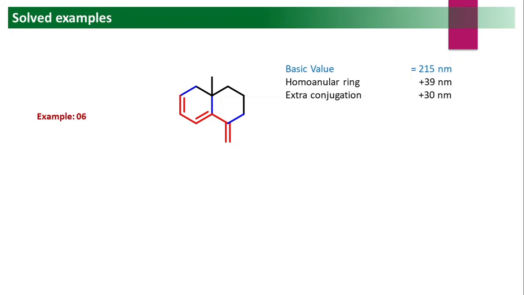So we have to add 5 for each exocyclic double bond. So we have to add 10, because these are the two exocyclic double bonds.